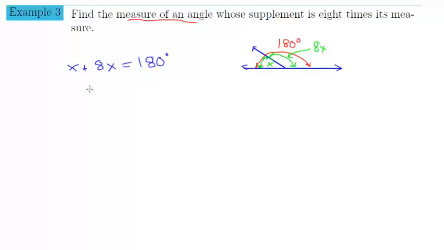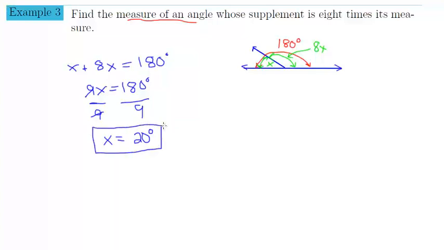Now we can finish by solving, and I'm going to quickly go through this. I don't think we need too much practice with solving. You should be experts by now, but you get 9x equals 180 degrees, dividing both sides by 9 and canceling. That's going to tell us that x is 20 degrees. So the measure of an angle whose supplement is 8 times its measure would be an angle whose measure is 20 degrees.